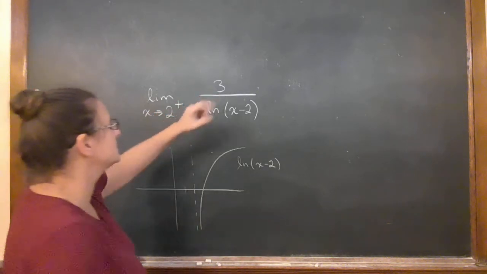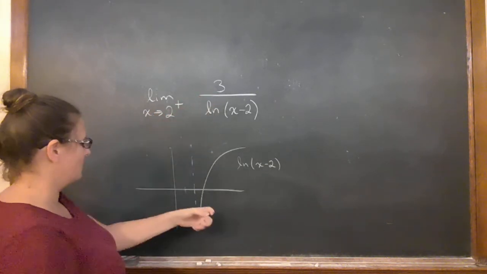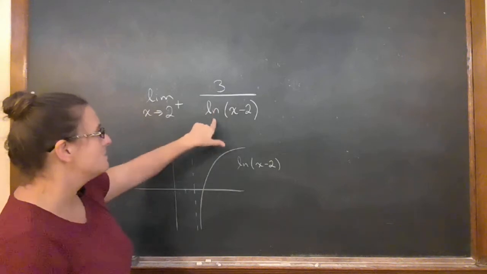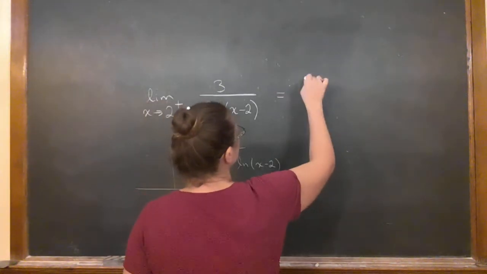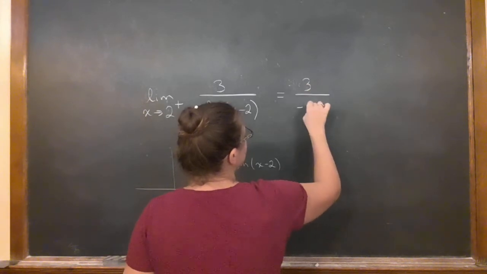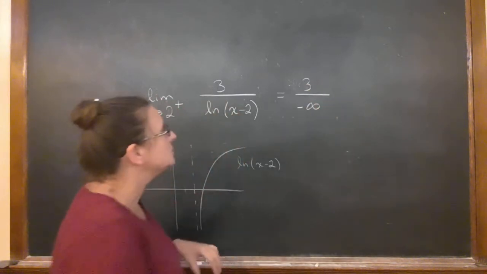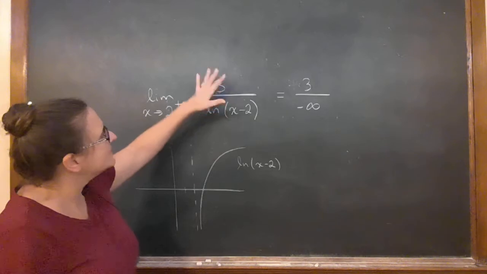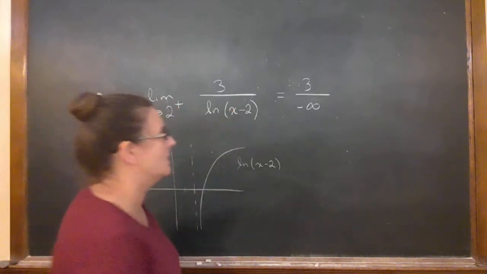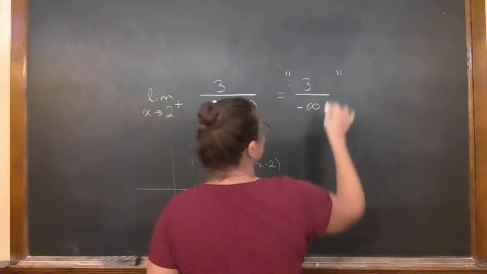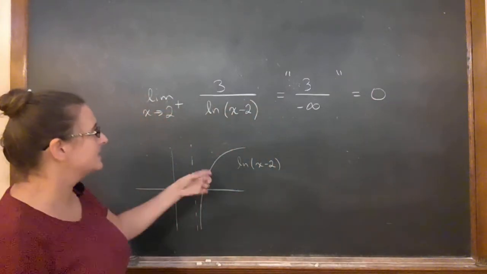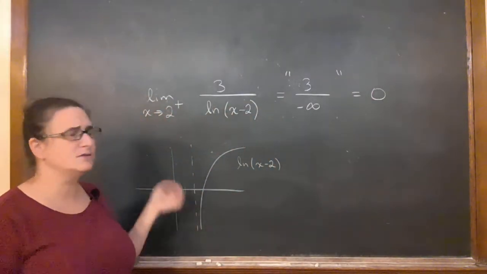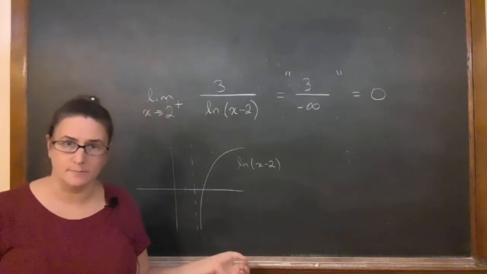So the 3 just goes along for a ride. I'm going from the right, so this is perfectly defined, but it is approaching negative infinity. So this is essentially like this, and this is just going to go to 0. Now I hate to write this, it doesn't really make sense. But really what's happening is this is going to 0 because I'm dividing by progressively larger and larger numbers.